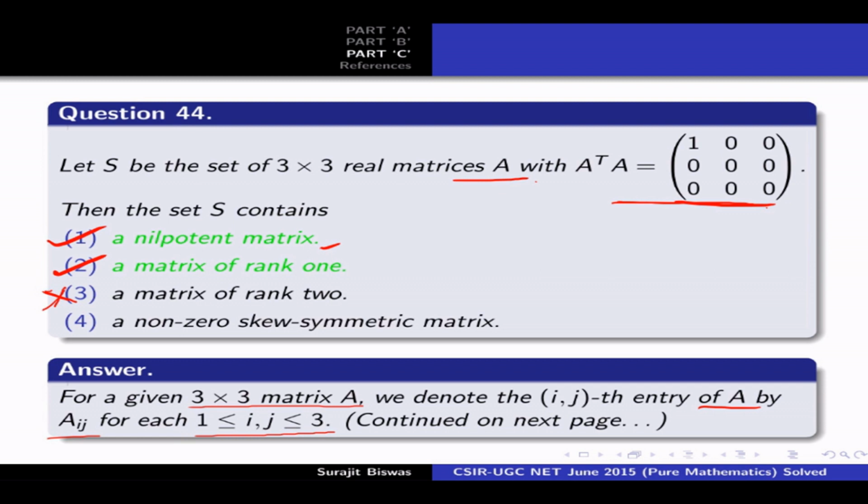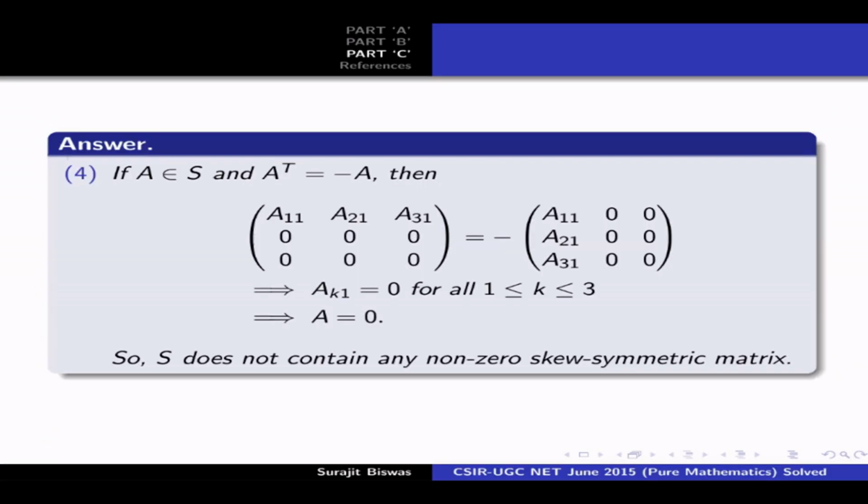And the fourth option is S contains a non-zero skew symmetric matrix. So we will show that this won't happen. S cannot contain a non-zero skew symmetric matrix. And why is that? If A belongs to S and A transpose equal to minus A, then the form for A transpose would be this, and this is equal to minus A, and this would imply a_k1 equal to 0 for all 1 ≤ k ≤ 3, and this implies A equal to 0. So S does not contain any non-zero skew symmetric matrix.